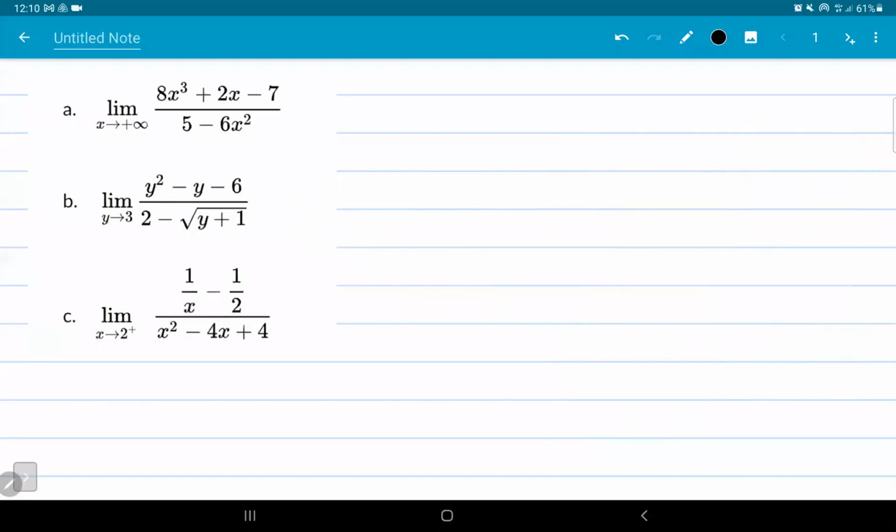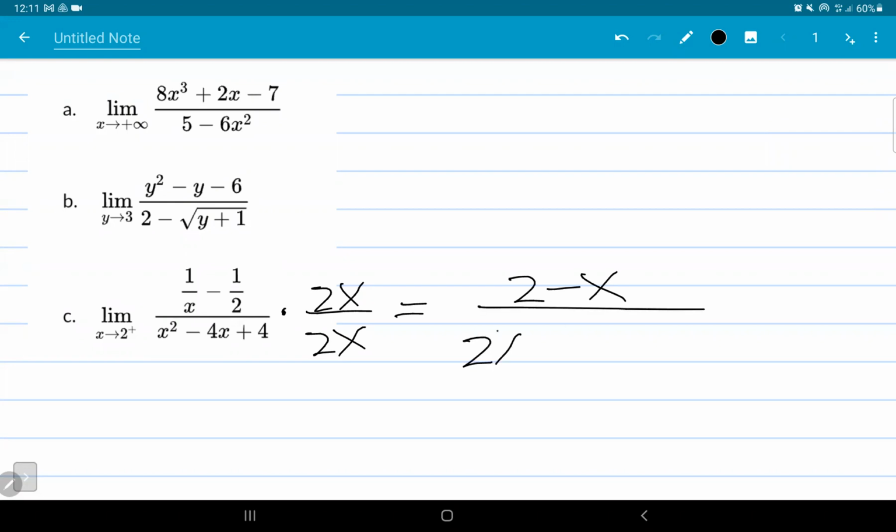Okay, letter C. So I will not be writing the limit symbol, but just show you the algebra. You simplify either by getting the LCD first, or by multiplying by the LCD directly. And the LCD would be 2 and x. So 2x over 2x, which will give you 2 minus x, then 2x below.